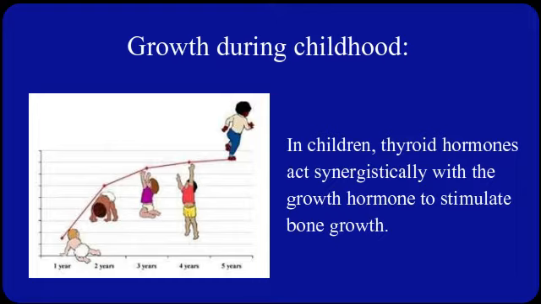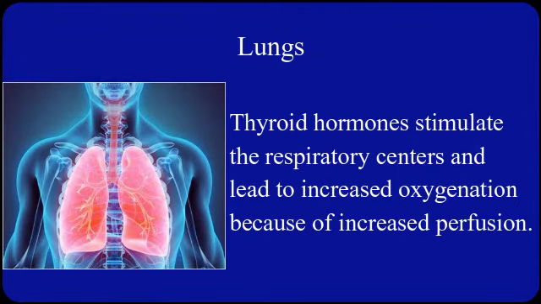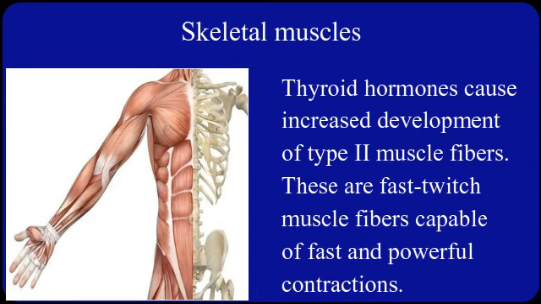If we talk about growth during childhood, it has been observed that in children, thyroid hormones act synergistically with growth hormone to stimulate bone growth. Another vital organ in our body is the lung. The thyroid hormones stimulate the respiratory centers and thus lead to increased oxygenation because of the increased perfusion of oxygen to the blood. The skeletal muscles, which support our whole skeletal system, are affected by thyroid hormones.